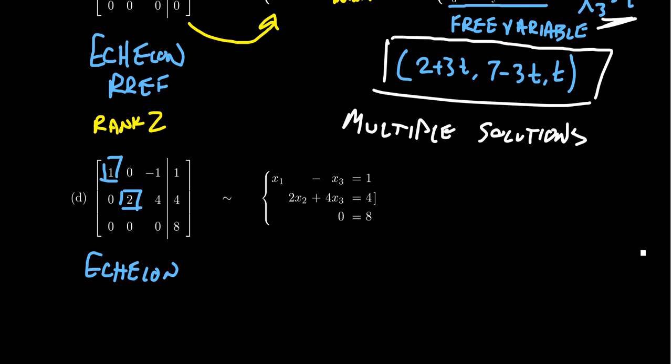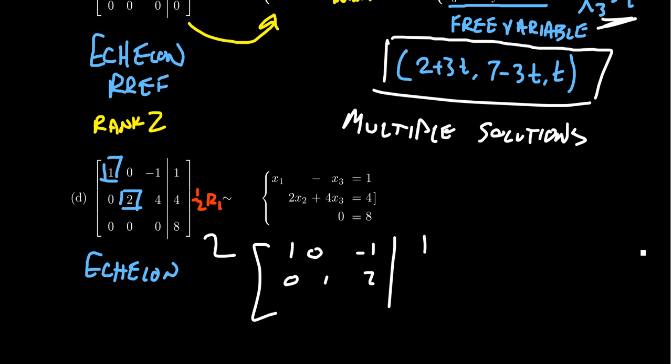Now, it wouldn't be too hard to put it into row-reduced echelon form, really, because if we just did the row operation, we could just scale row 2 by 1/2. Notice if you did that, you end up with 1, 0, negative 1, 1. We get 0, 1, 2, and 2. And we'd end up with 0, 0, 0, 8. So this right here would be the row reduced echelon form of the matrix. And you'd see your pivots right here.